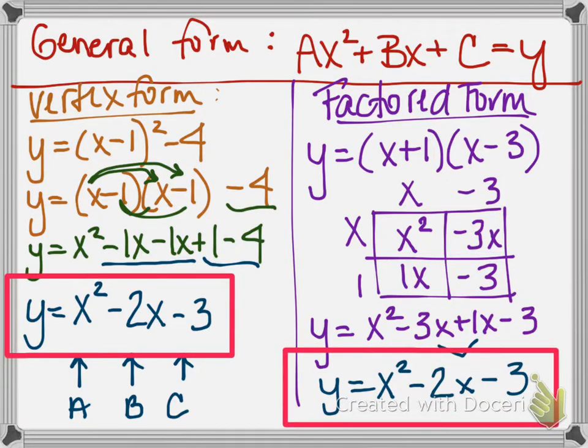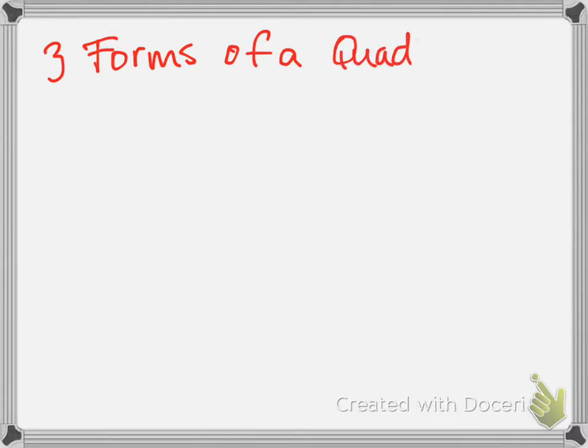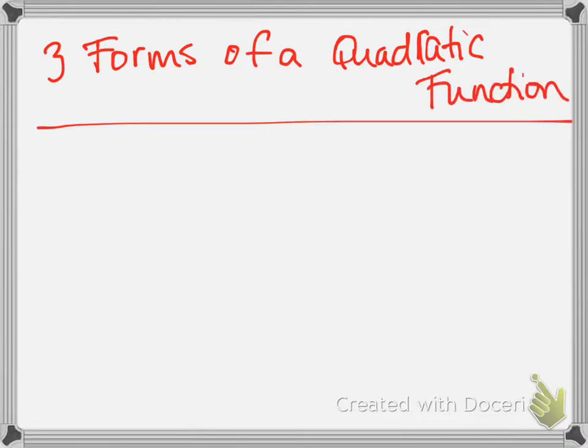And now I have both in general form, and since I was writing an equation for the same graph twice, notice that both of these are exactly the same, x squared minus 2x minus 3. So the last note I want you to take is just to have a copy of the three different forms. Three forms of a quadratic function.